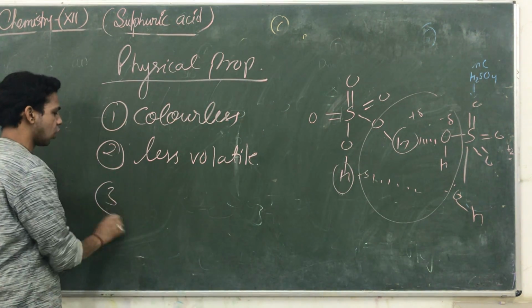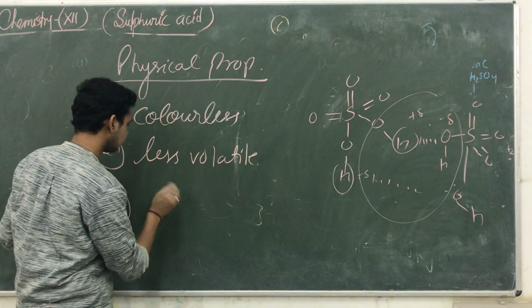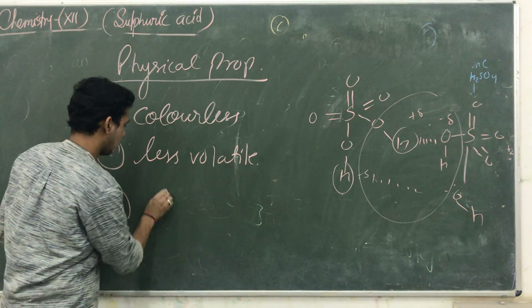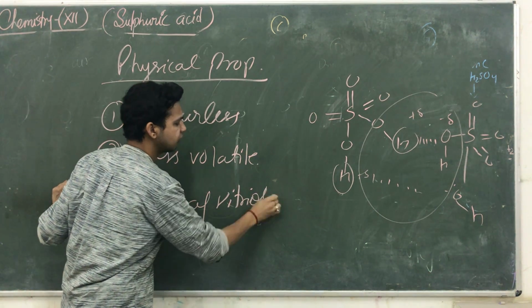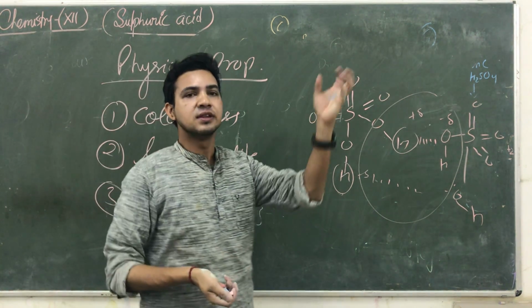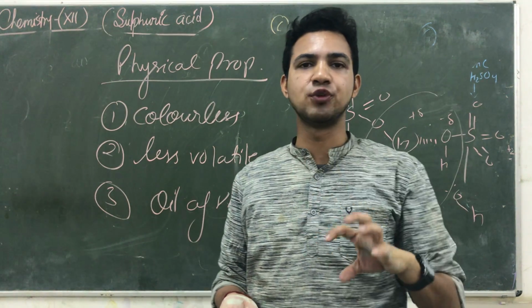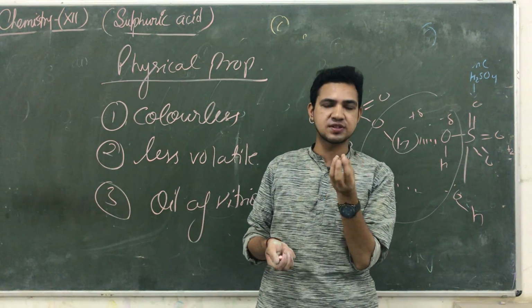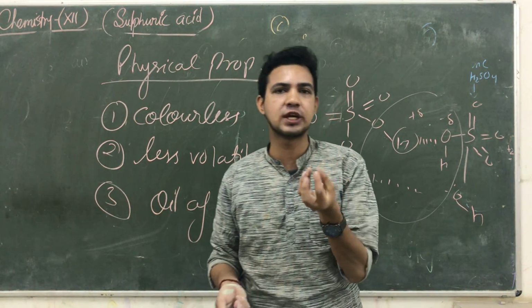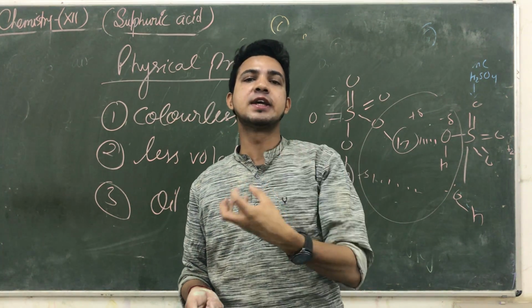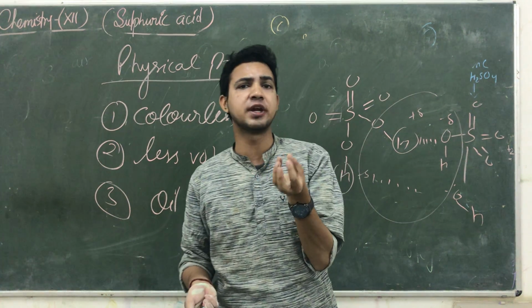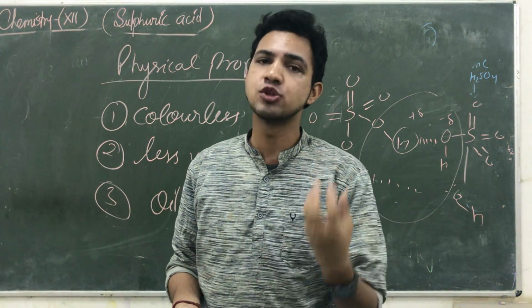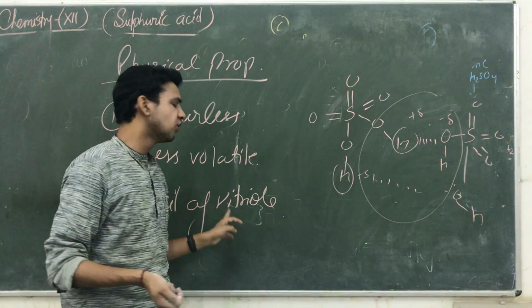The third one, this is also known as the oil of vitriol. Oil of vitriol means if you look at the surface of this sulfuric acid, there are lots of drop-like structures. Like when we put oil in water, it creates some emulsified drops. Such oily drops appear on the surface of sulfuric acid. So it is also known as the oil of vitriol.